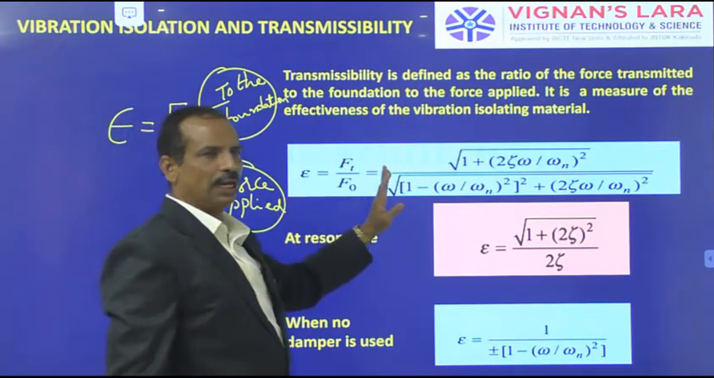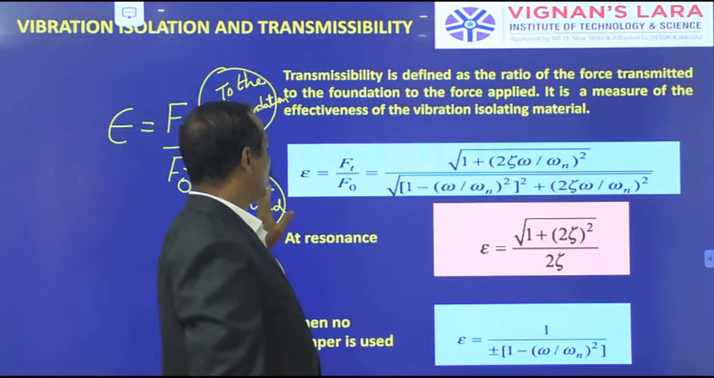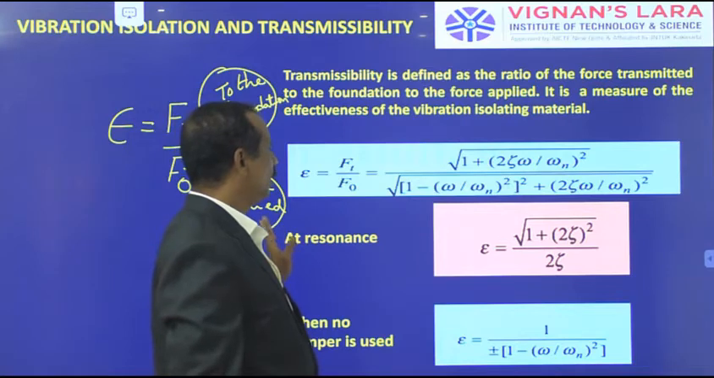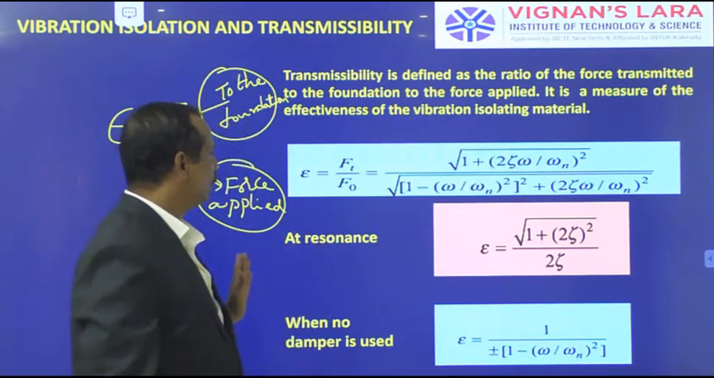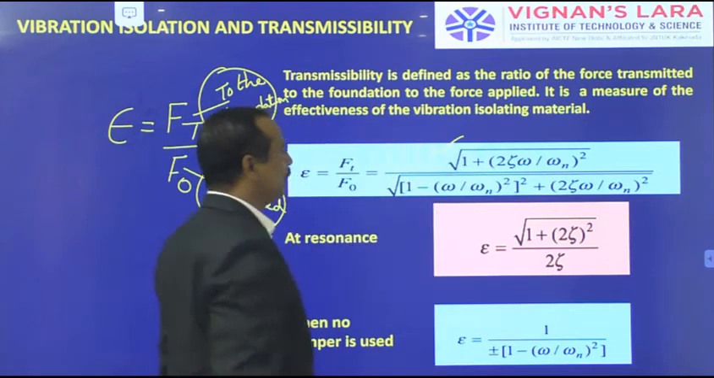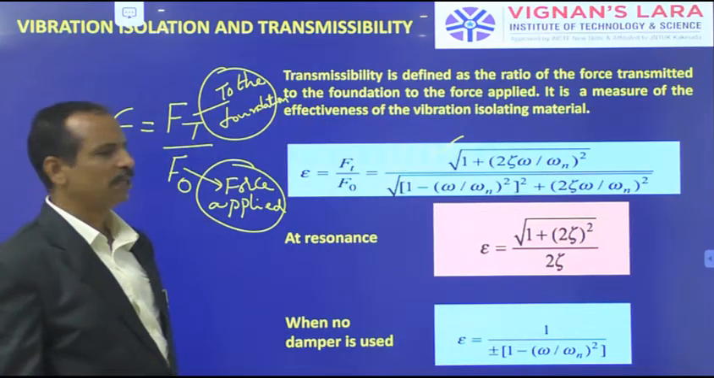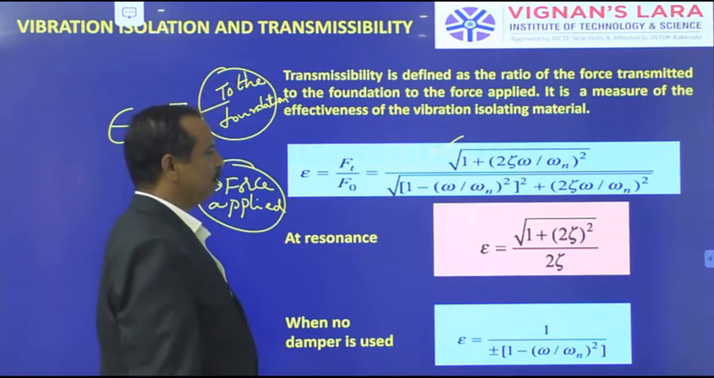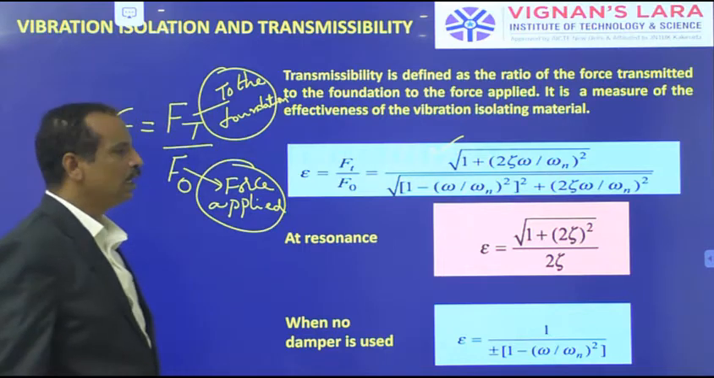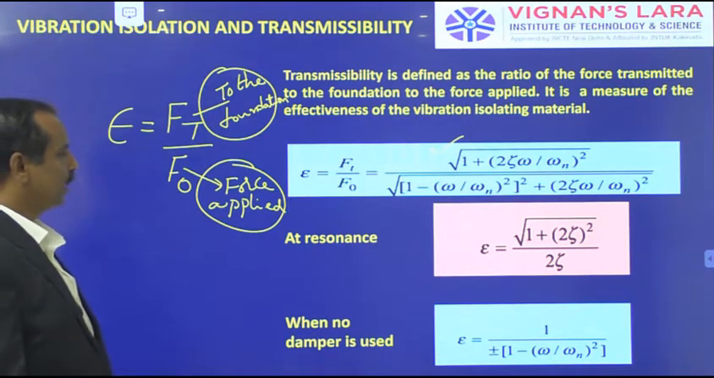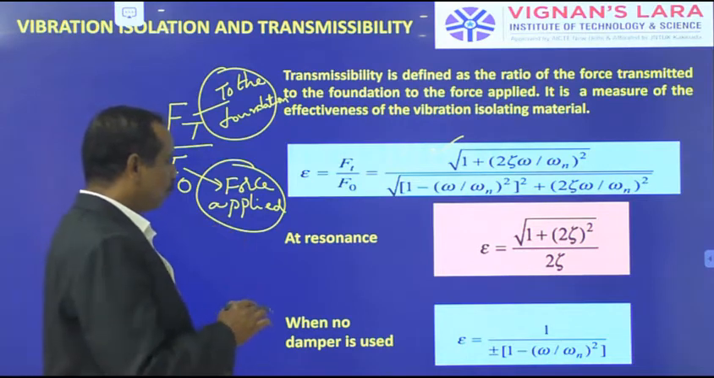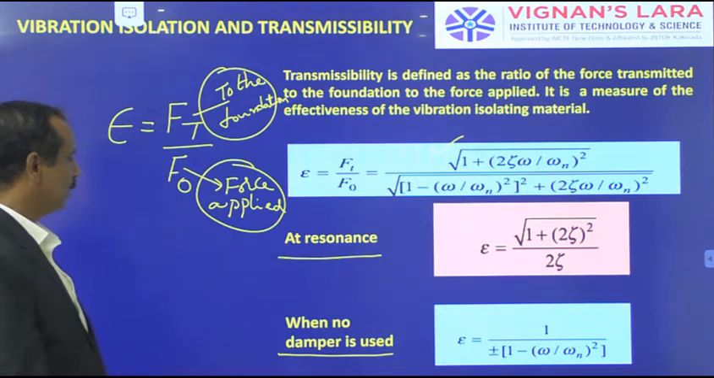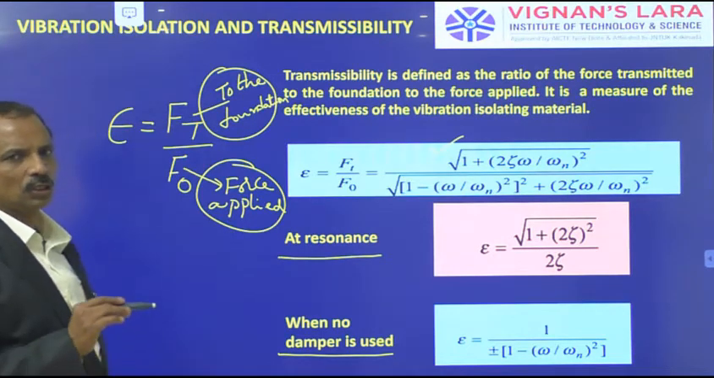We have seen earlier, in forced damped vibration, what force transmitted and force applied are, in terms of zeta and omega. Force transmitted is given by root of 1 plus (2 zeta omega by omega n) whole square, and force applied is root of (1 minus (omega by omega n) square) whole square plus (2 zeta omega by omega n) whole square, isn't it? There are two special cases which we will discuss separately. One is at resonance and another one is if you don't use a damper.